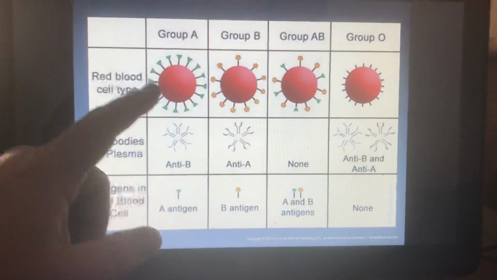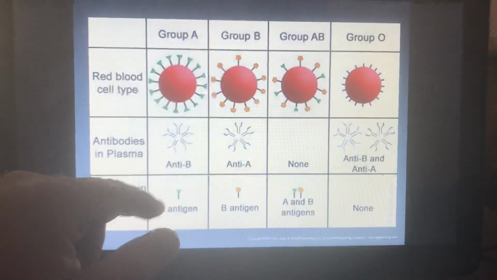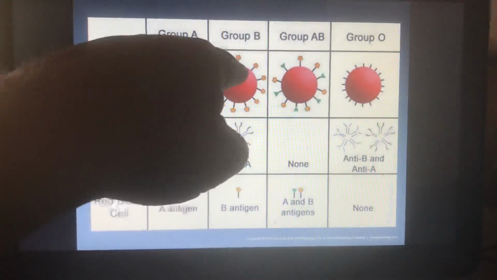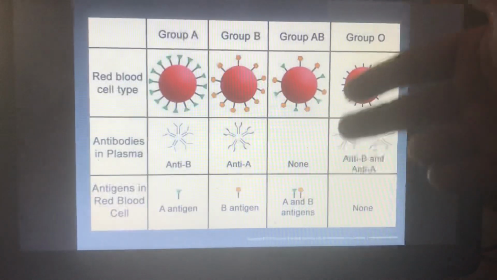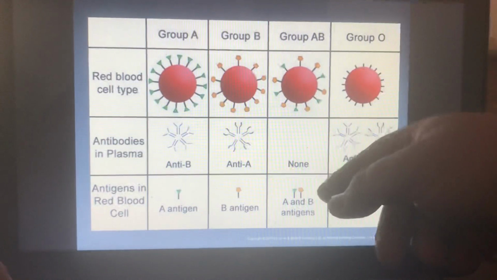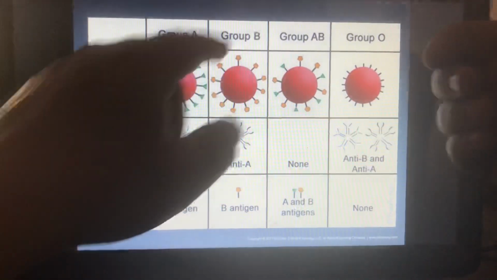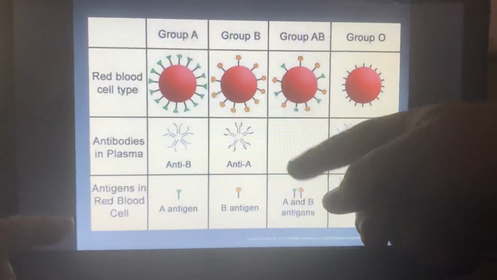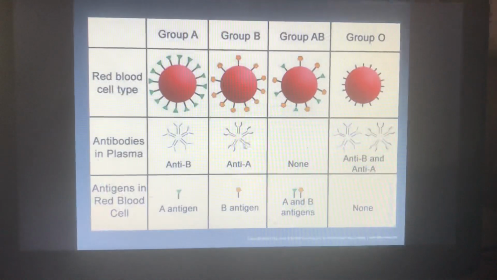So remember, you've got the antigen on top of it and the antibody for the other. If this one's introduced into the bloodstream of this one, this antibody is going to attack and kill and then cause a transfusion reaction. Same here. AB is unique. AB has no antibodies whatsoever. AB is known as the universal recipient. That means it can get A, B, or O because it has no antibodies. So you can introduce either A, B, or O, and it has no antibodies, so it's not going to attack.